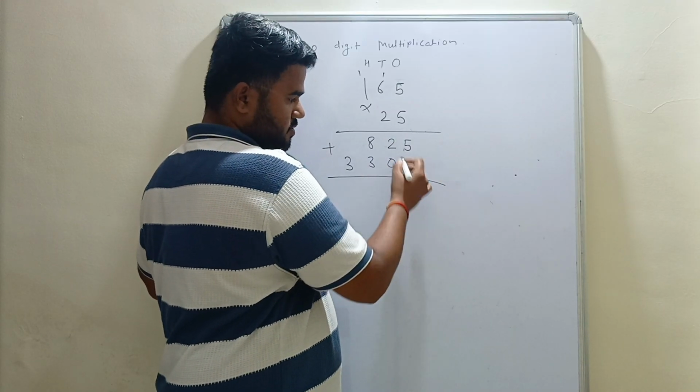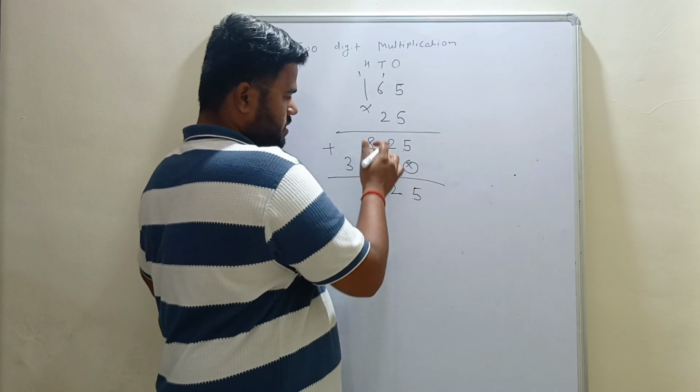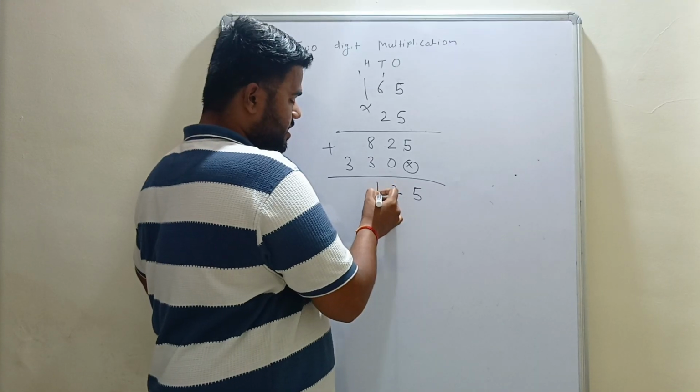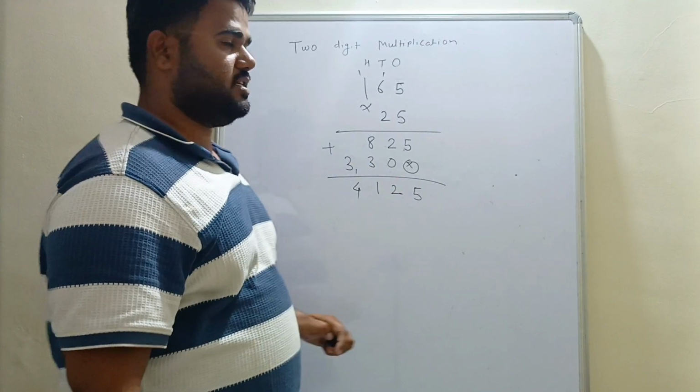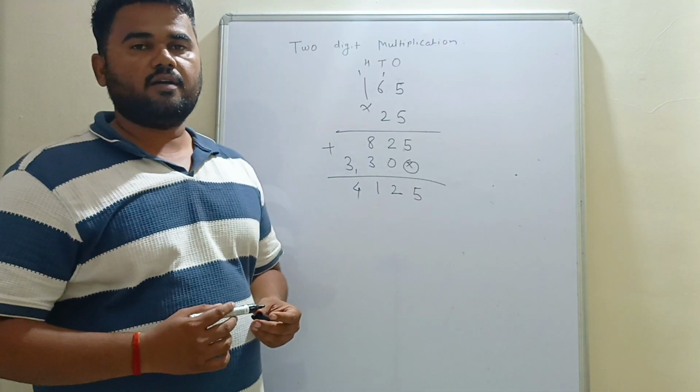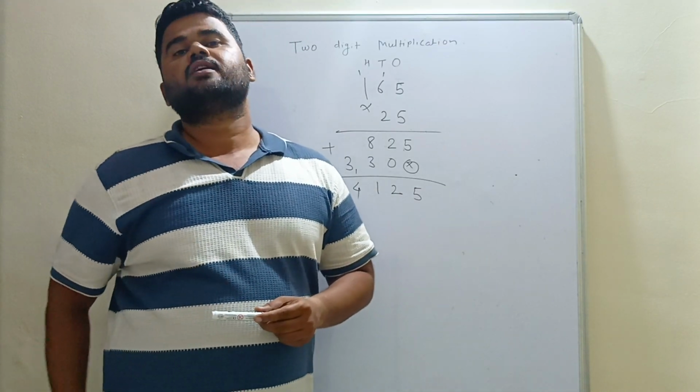This is 5. This is 2. 8 plus 3 is 11. 1 carry. 3 plus 1 is 4. This is our fifth addition. In this way, we will complete our addition.